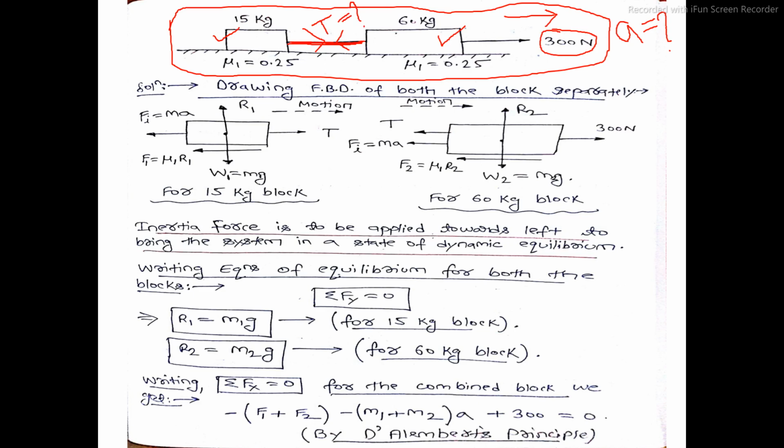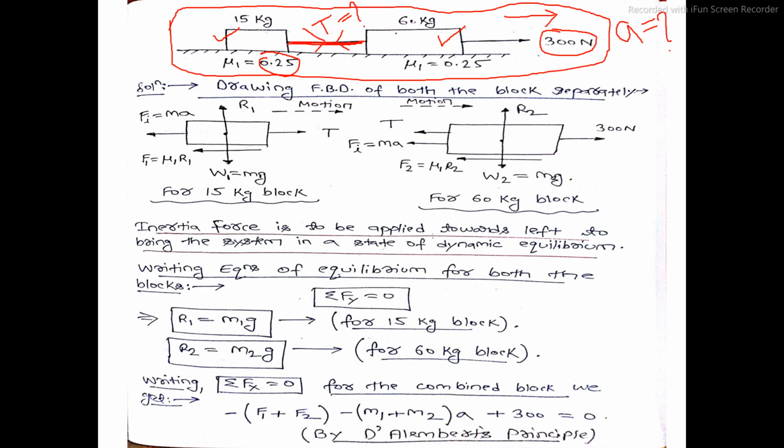Also, the horizontal surface on which both the blocks are kept is not smooth, it is rough. That is why the coefficient of friction between the blocks and the contacting surface is given to you, and that coefficient of friction is 0.25 between the 15 kg block and the horizontal surface, as well as between the 60 kg block and the horizontal surface. So I hope the question is clear to you.